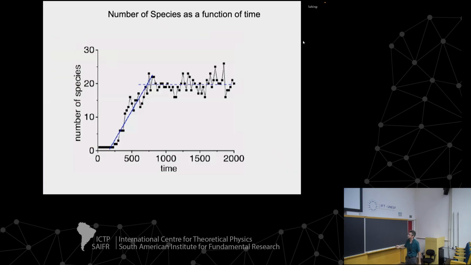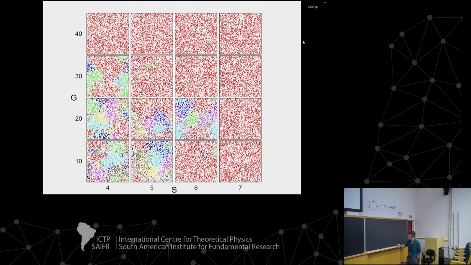Then you can do several things. You can count how the number of species varies in time. There is a time where the number of species increases, then it reaches a plateau. There are always speciations and extinctions, because I can get back to this later. And you can also change the parameters to see what happens.